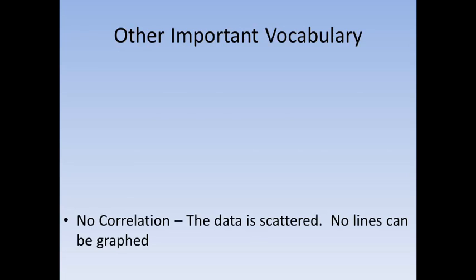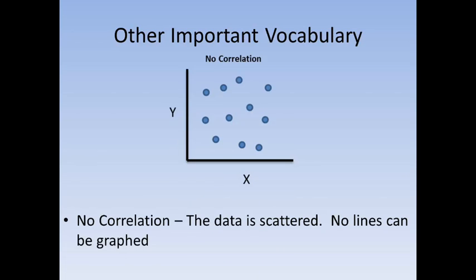Next up, we have no correlation. So if you cannot make a line from the data points plotted, like right here, there's no way we could make a line out of that. They're just random. They're scattered. They have no pattern. So when you cannot do that, it's called no correlation. So the two variables do not have any relationship.